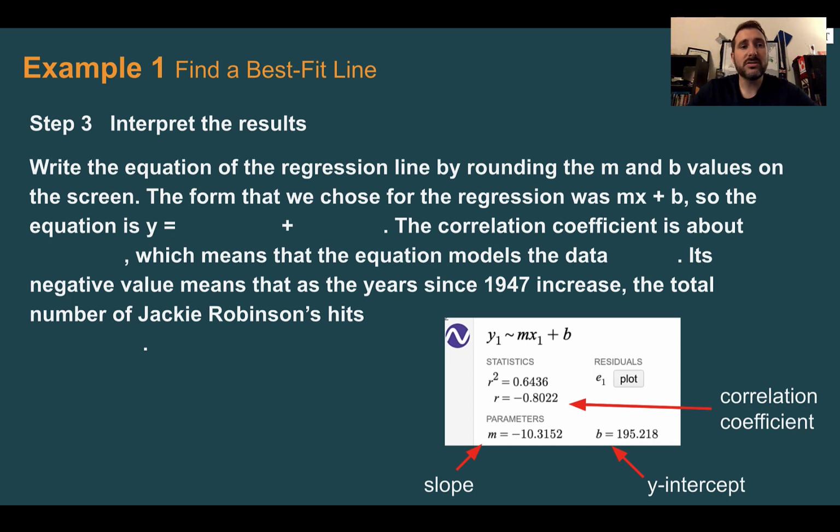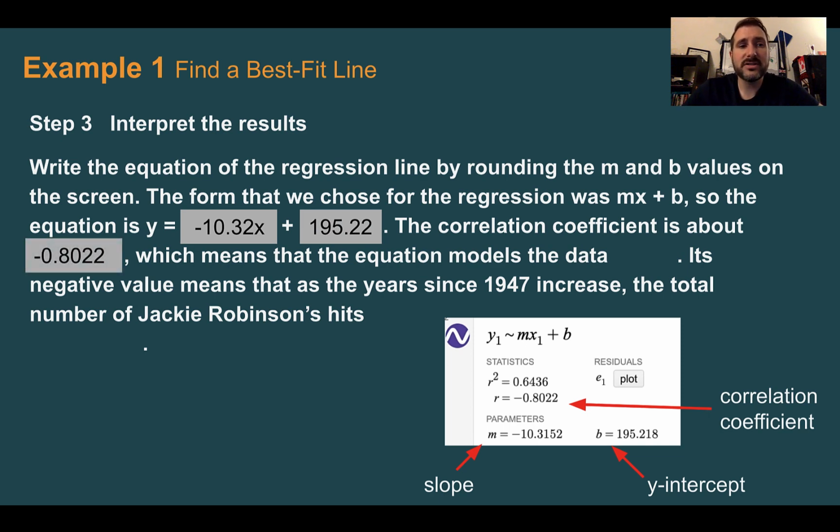So interpreting our results, we're going to write the equation by rounding m and b. So our equation is going to be y equals negative 10.32x plus, and then our y-intercept was 195.22. The correlation coefficient, negative 0.8022. We could have rounded that off, but because that value is above 0.8, then it models the data well. So every year, his total of hits was decreasing. And we can see that too because our slope is negative and the correlation coefficient is negative.